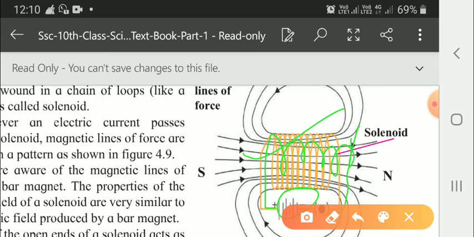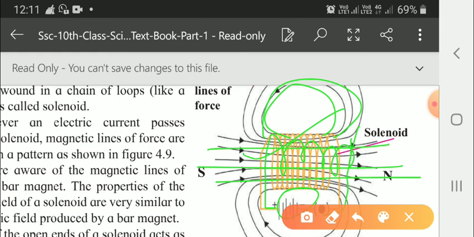Solenoid is what? It is a spring type, a chain of loops, and it looks like a spring. So when a copper wire with a resistive coating is wound in a chain of loops, it is called a solenoid. Whenever an electric current passes through a solenoid, magnetic lines of force are also produced in the same pattern. We can see in the figure here how the magnetic lines are produced this way and this way. So these are all the magnetic lines.